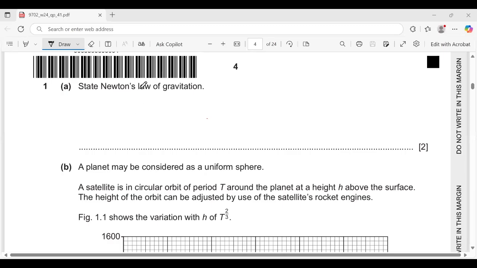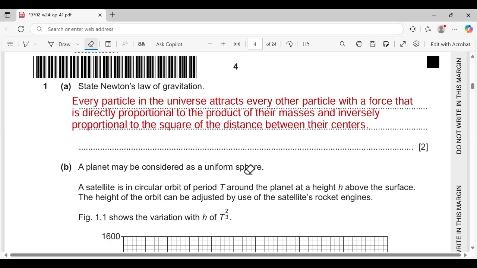Number one, state Newton's law of gravitation. I have provided my answer about this question. Next question. A planet may be considered as a uniform sphere if a satellite is in a circular orbit of period T around the planet at a height h above the surface.